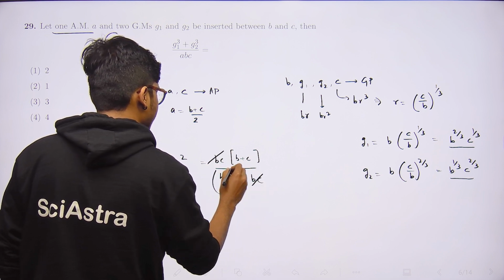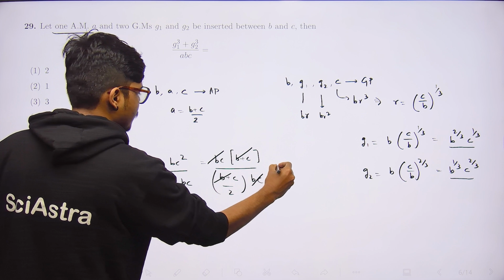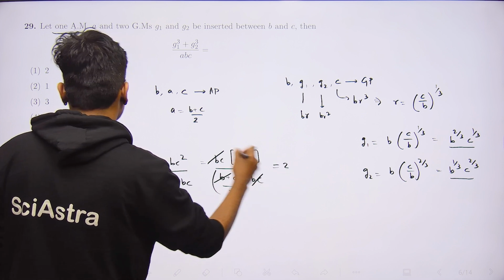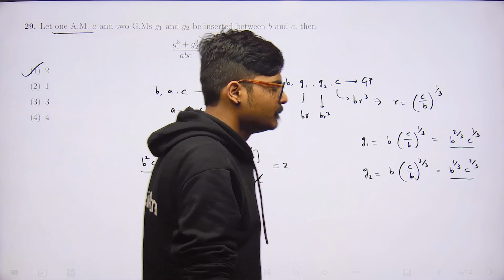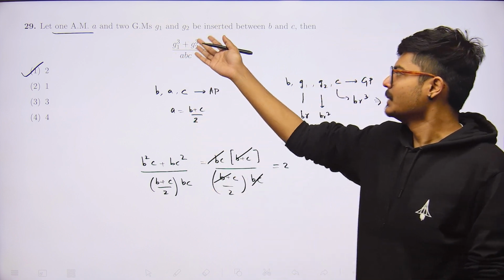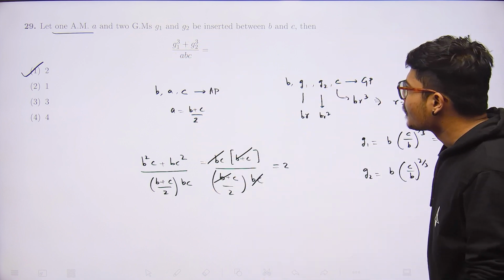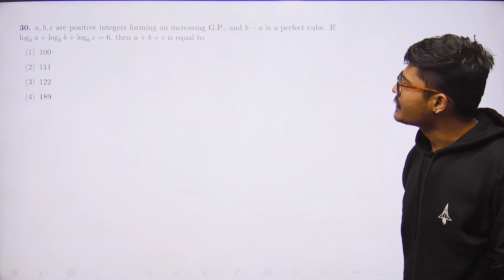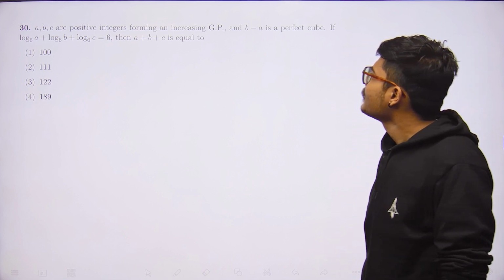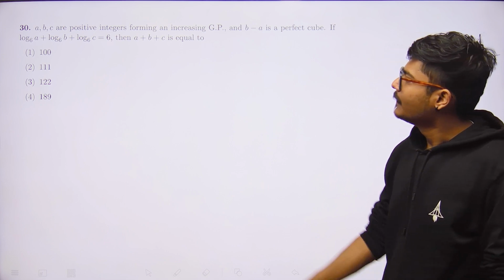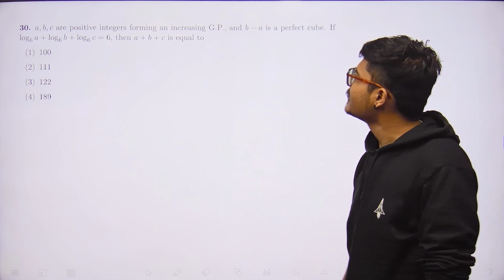ये cancel out हुआ, ये cancel out हुआ, ये half numerator में जाके this becomes 2, right? So the value of this expression is going to be 2, which is option 1. ठीक है? Simple, just using the idea of insertion of means between numbers, okay? Coming to the next one, let ABC be positive integers forming an increasing GP and B minus A is a perfect cube. If this is equal to 6, then find the value of A plus B plus C.